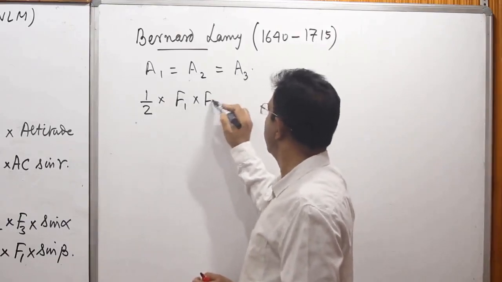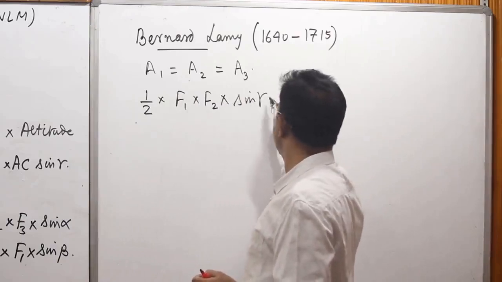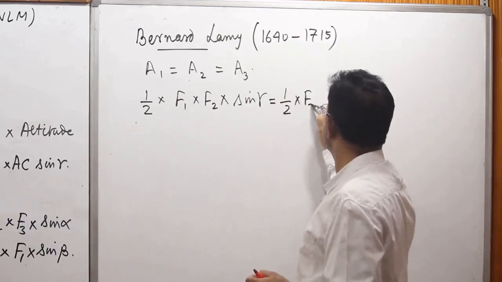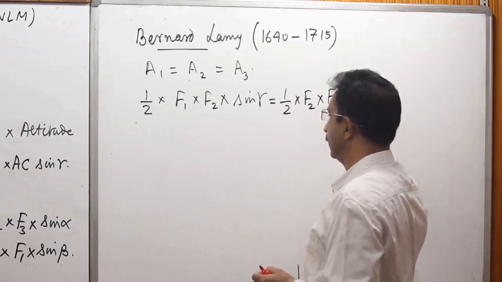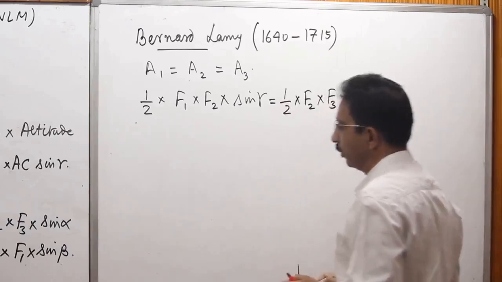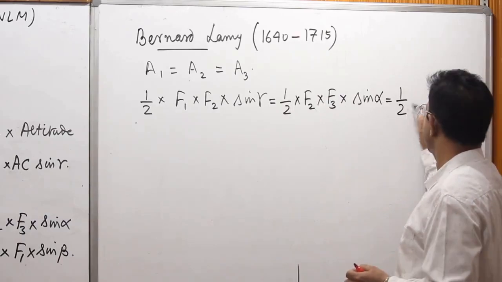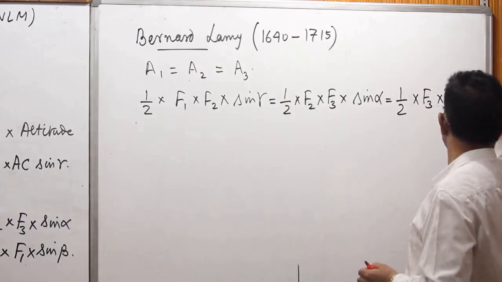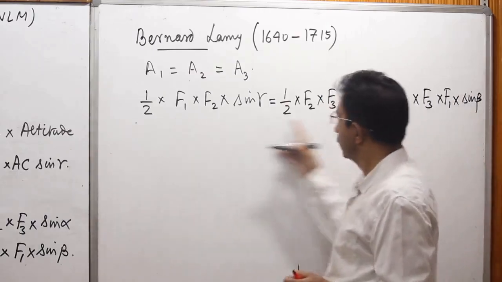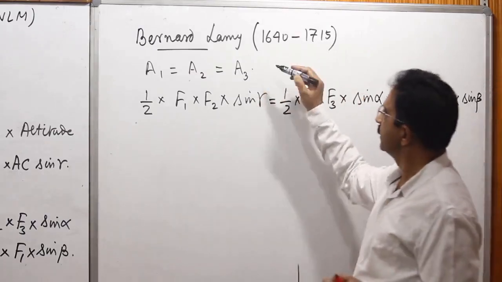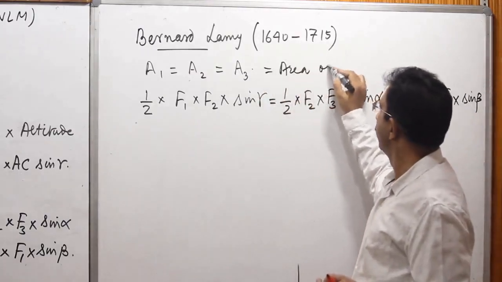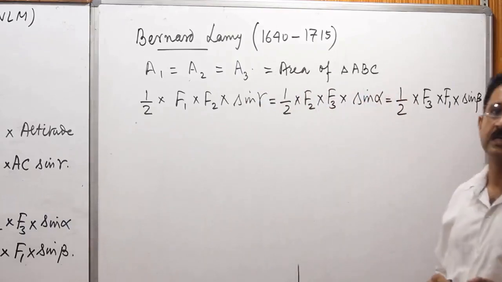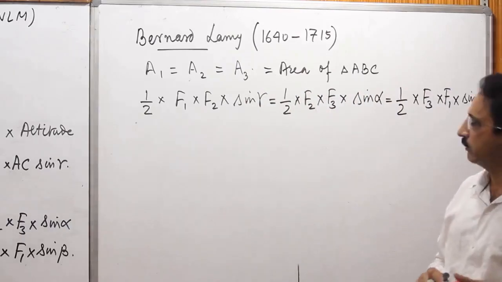1/2 F1 F2 sin gamma is equal to 1/2 F2 F3 sin alpha is equal to 1/2 F3 F1 sin beta. Now these three are actually the areas of the same triangle, the area of triangle ABC, which represents the three forces as three sides, and the forces are in equilibrium.